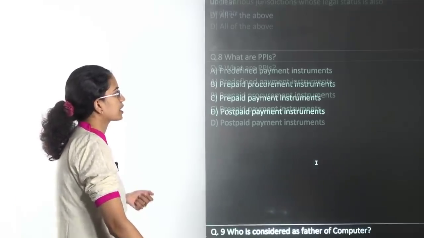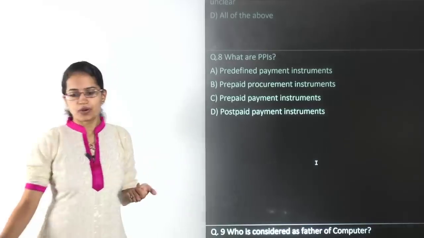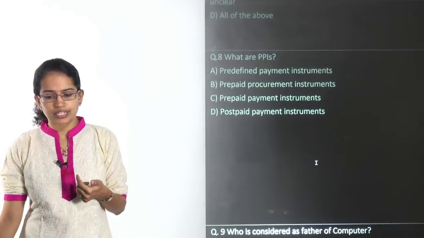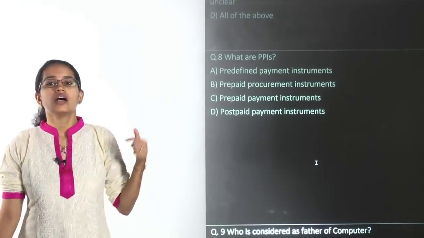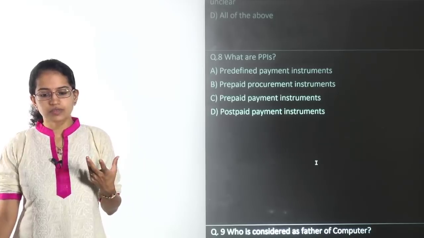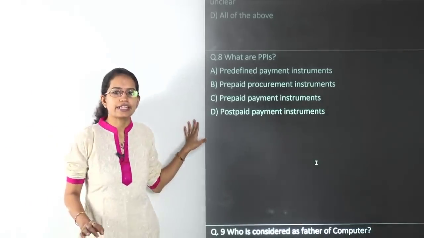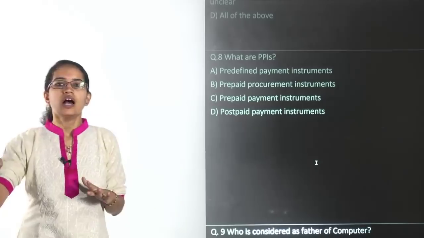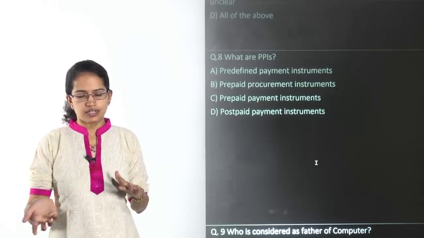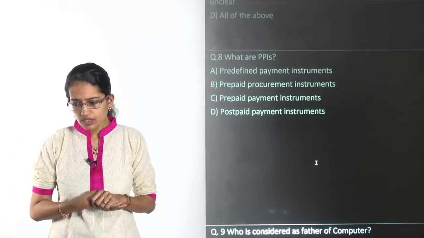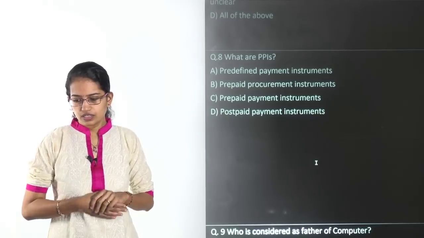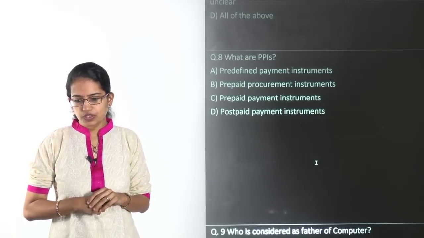The next is, what are PPIs? A very important question. Usually you have for your NET examination questions based on the acronyms. So acronyms become important not only for your ICT and computers, but also for your later section, that's the higher education. Okay, looking for the answers for question number 8.